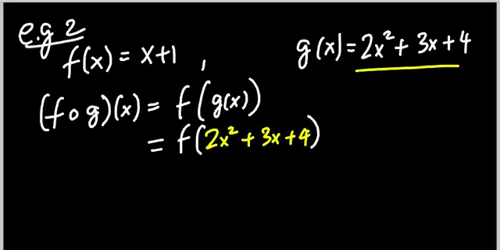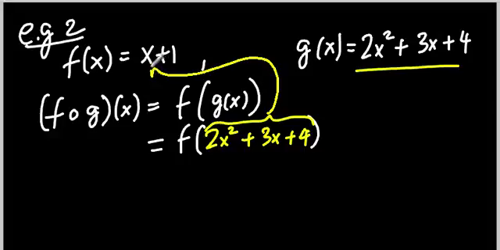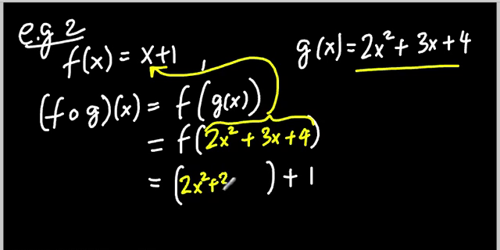Now the next thing is, remember that we're going to take this input right here and we're going to put it right into this x over here. All right, so we're going to take this and put it right into that x over there. So if I go back to the white, this is simply equal to something plus 1. And that's something, because this is f of x, that something happens to be 2x squared plus 3x plus 4. So it's 2x squared plus 3x plus 4.